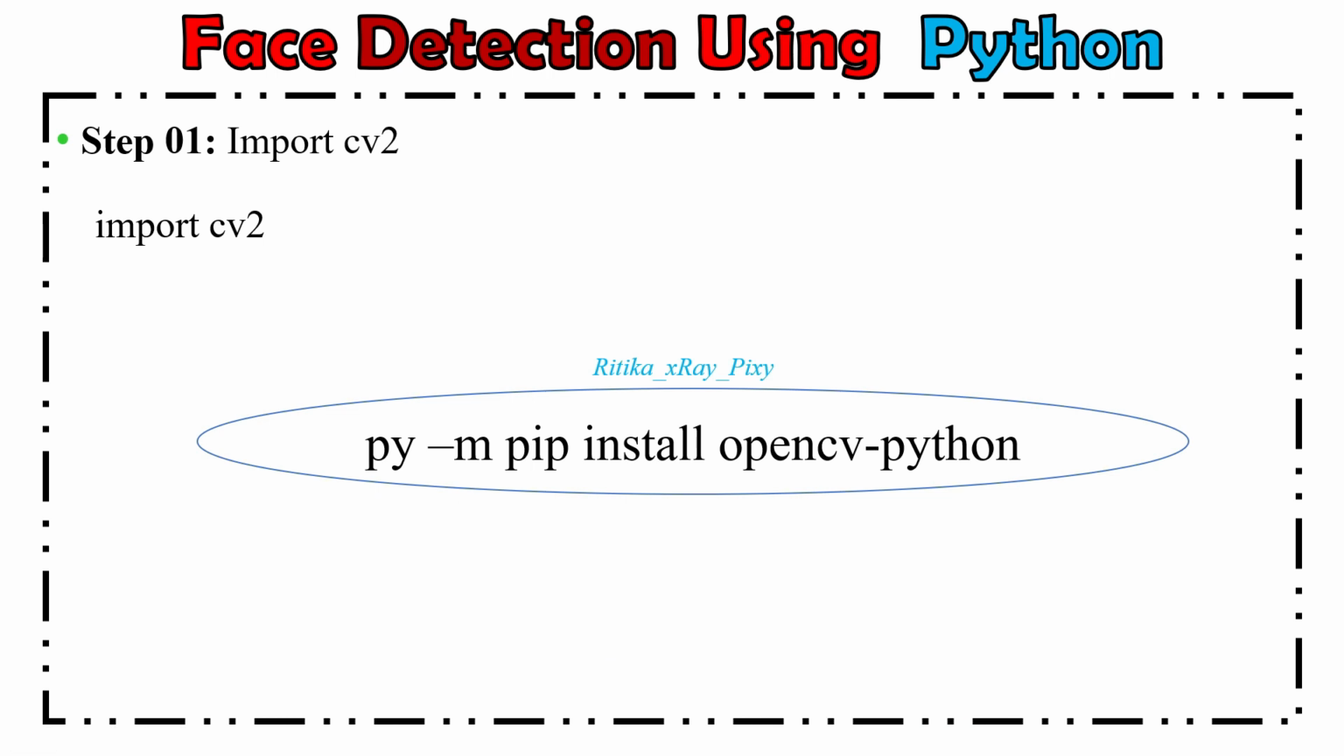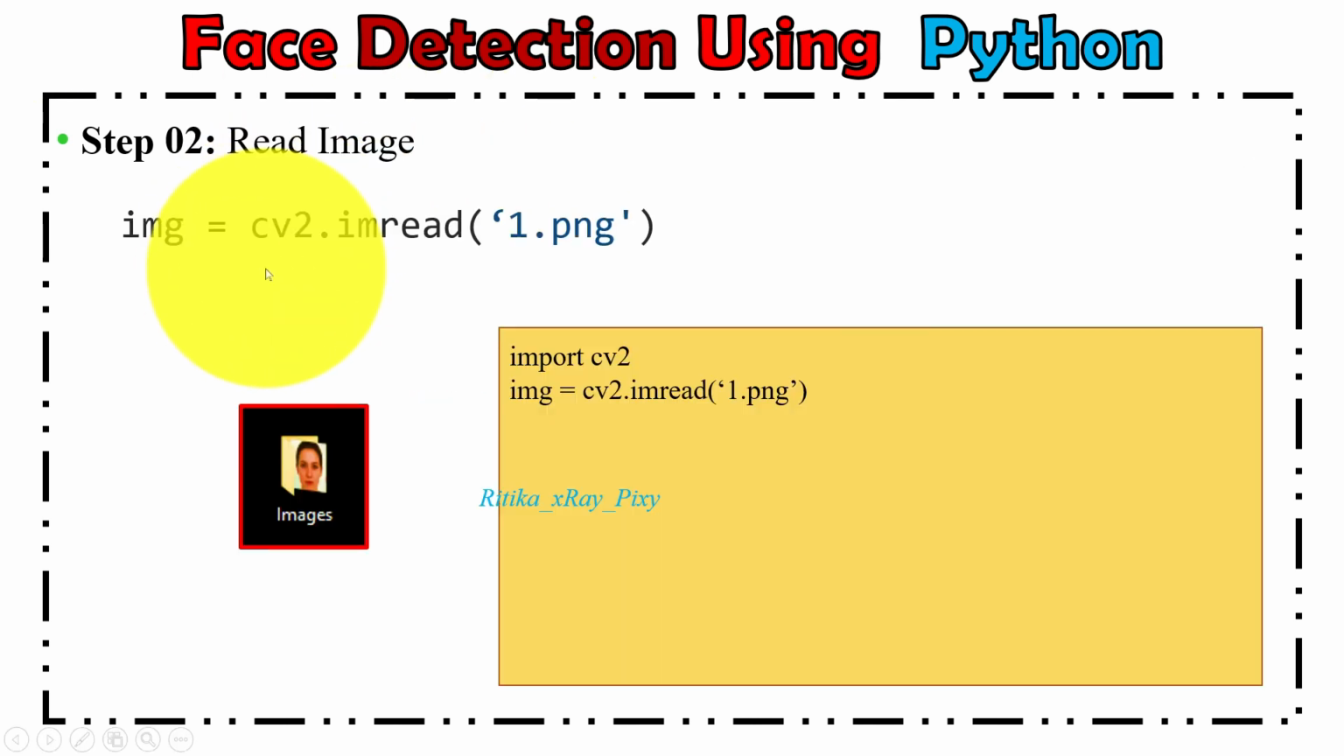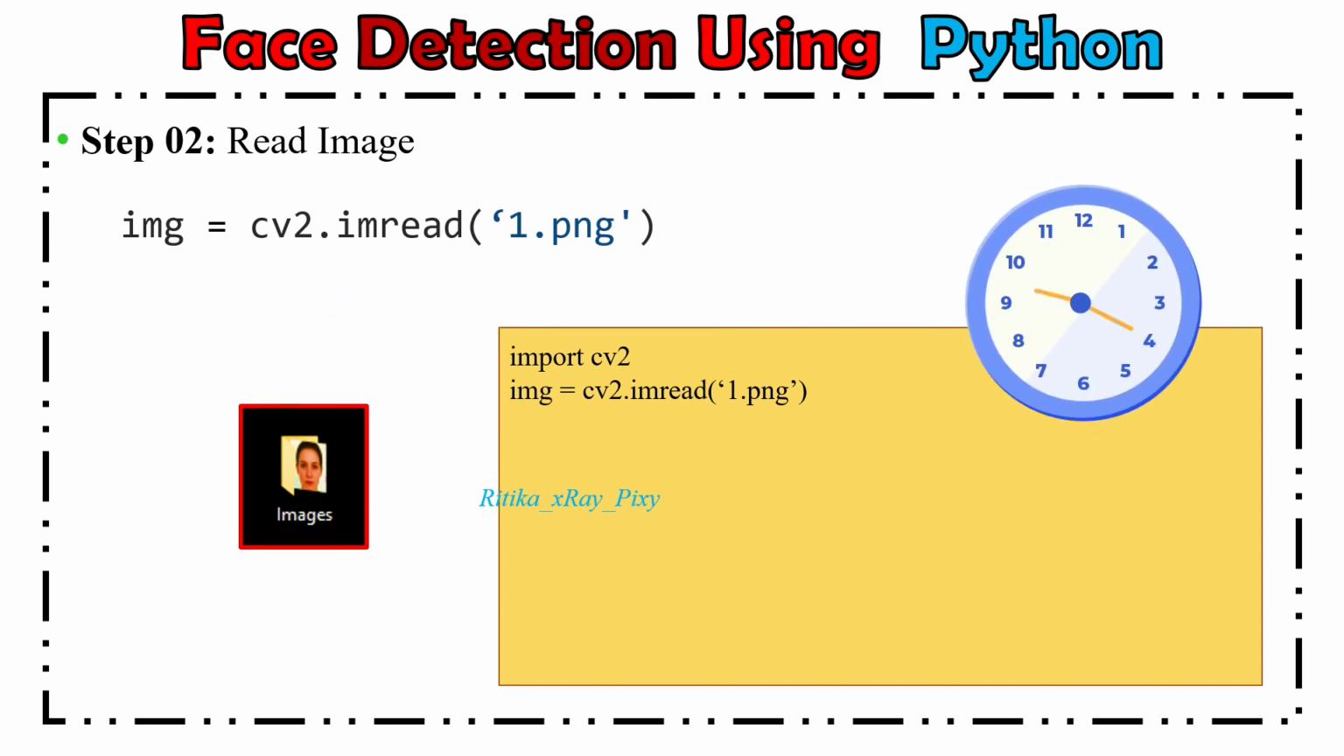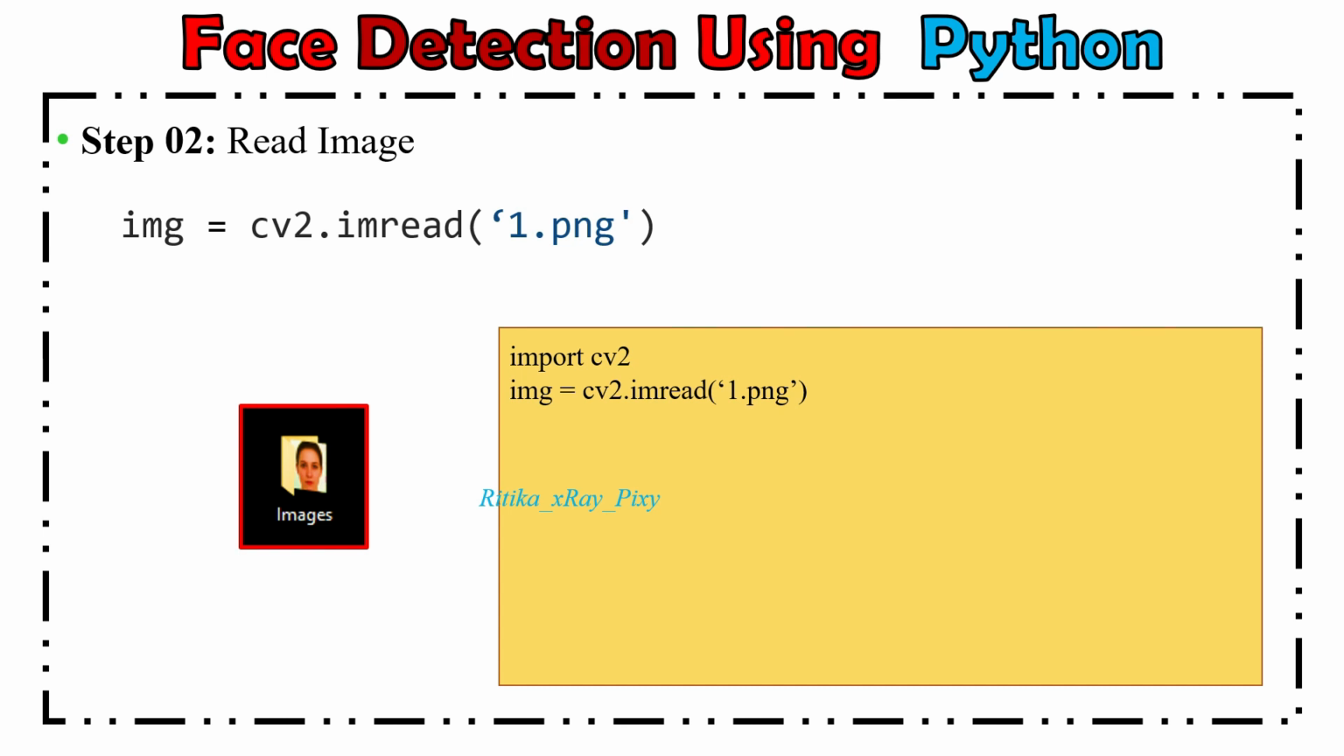Once the OpenCV library is installed, we will import the OpenCV package. Here, import cv2. Next we will access the digital image from the device. So here we are going to read the image. You can see this image is inside this folder. Now we will read this image from this specific folder using imread, that is image read, and here you can see the path. Here we will enter the image path where this image is located.